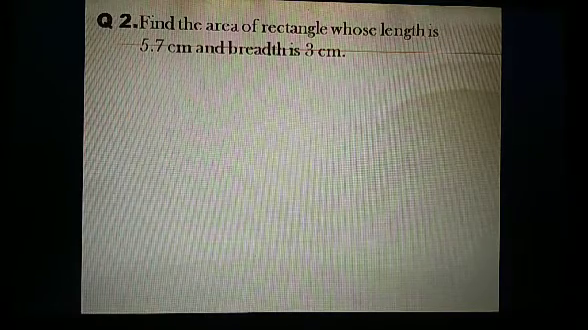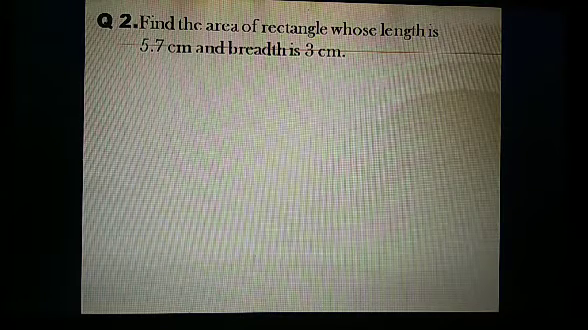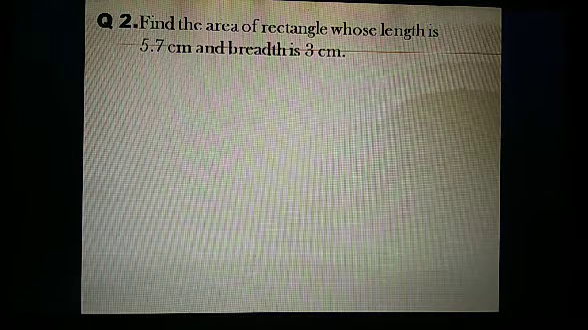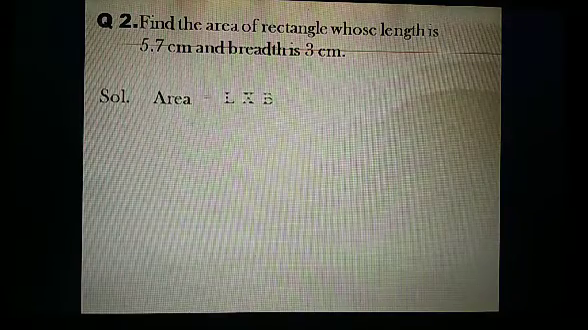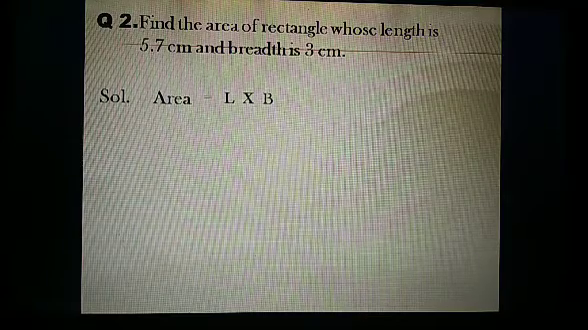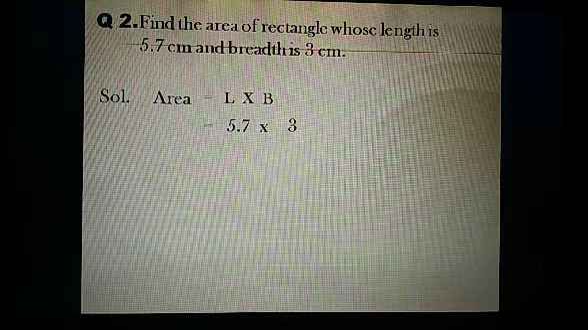Moving to question number 2, find the area of rectangle whose length is 5.7 cm and breadth is 3 cm. As you all know, area of a rectangle means length into breadth. Just replace the value of length by the value given to you in the question and breadth by the value given to you in the question.